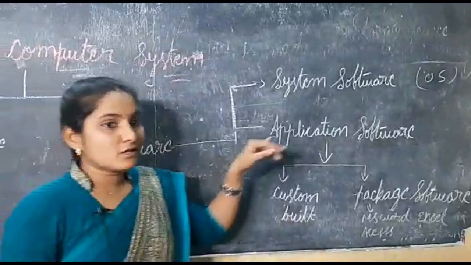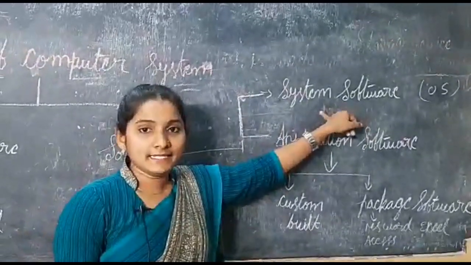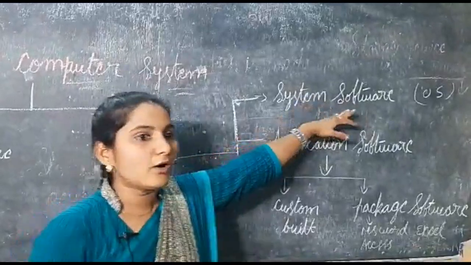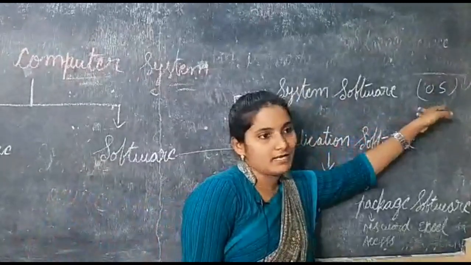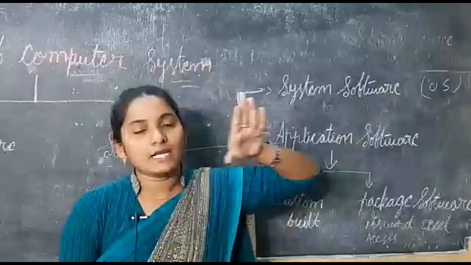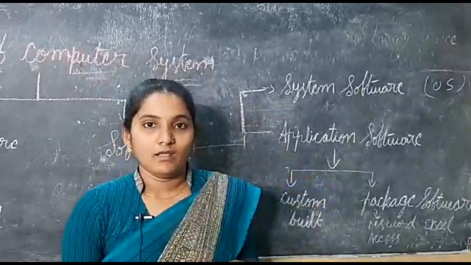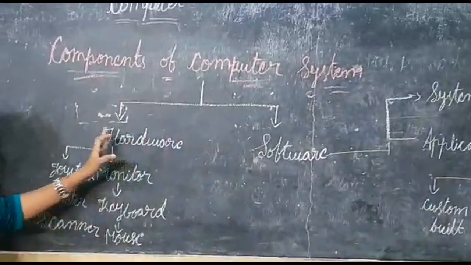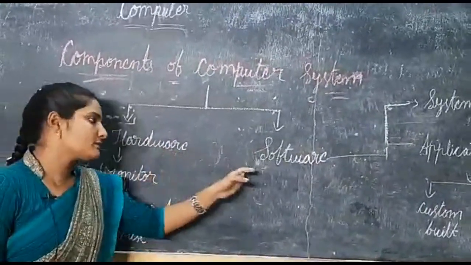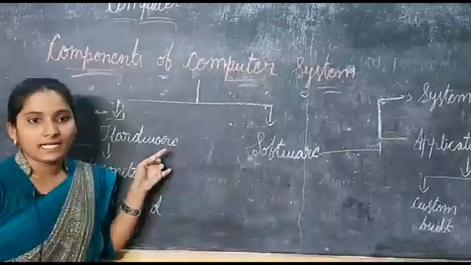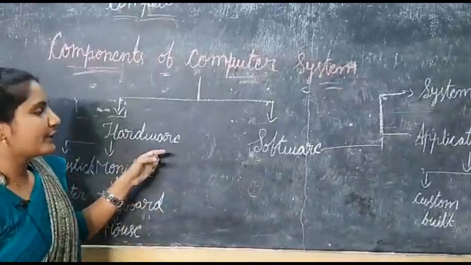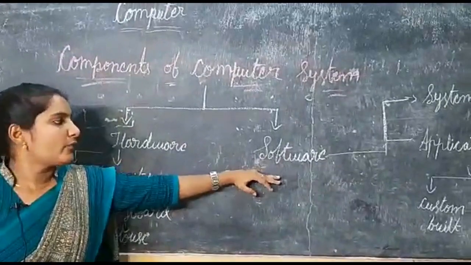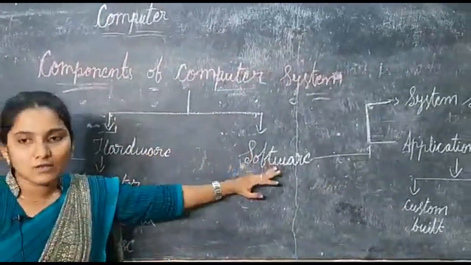Okay, what is the main software? Operating software, that is system software. In system software, the operating system is available. This is the most important system software. These are the two components of a computer system, hardware and software. Without hardware, the computer cannot be used. Without software, the computer cannot be used. We want both hardware and software.